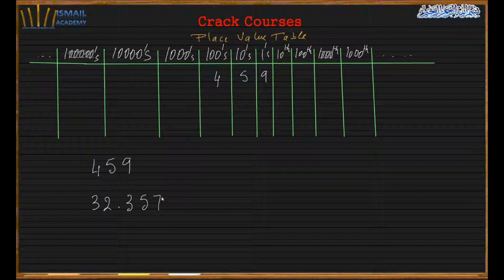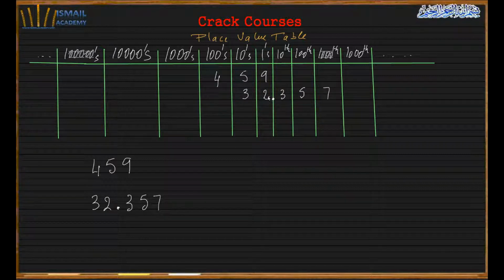32.357. So we always start with the point. If I want to write down the decimal number in the place value table, we always start with the point, which is between the tens and the ones always, and I put 2, 3, and this is 3, 5, 7. So how to read that number?